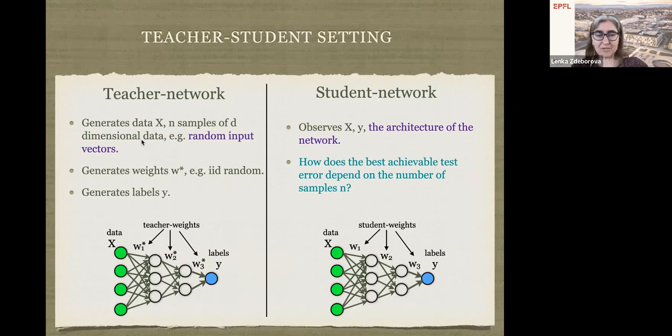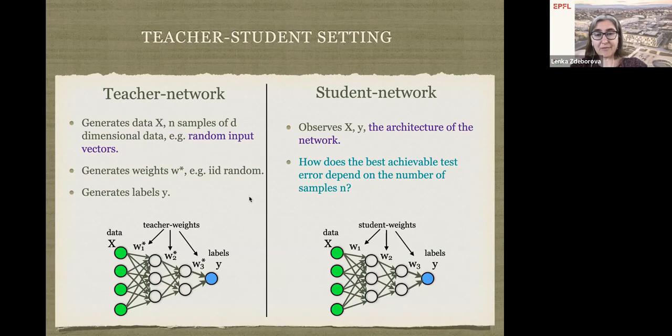So there's no structure in that input data. And then we set up a teacher network, for instance, the one drawn here, with weights that we choose at random. That teacher network would generate the labels for us. And then the student network observes the inputs and the outputs as usual, and tries to learn from the inputs and outputs the right function.